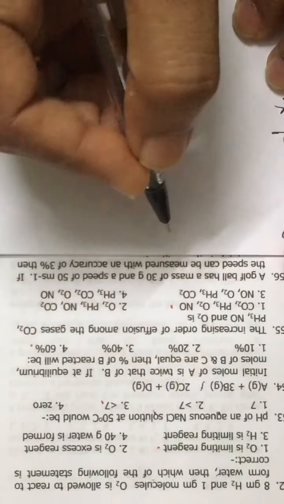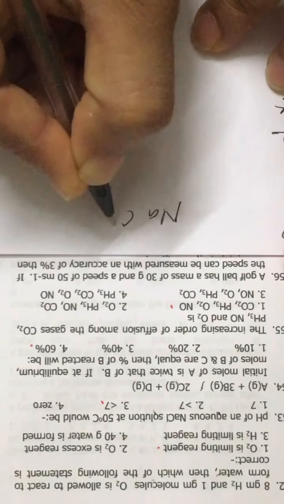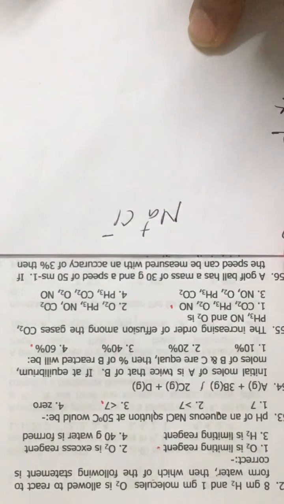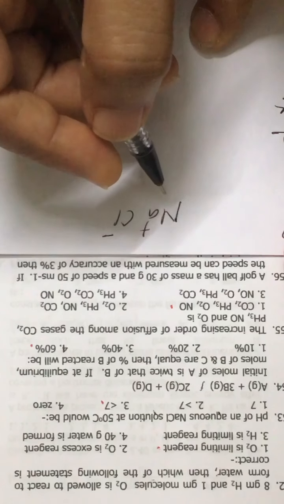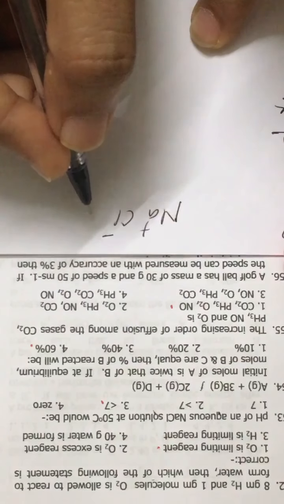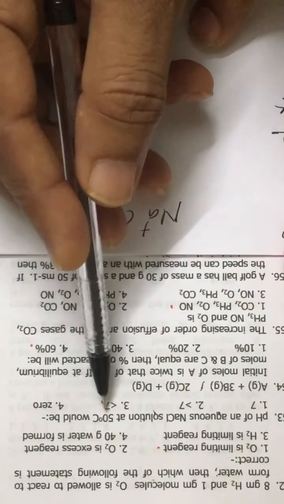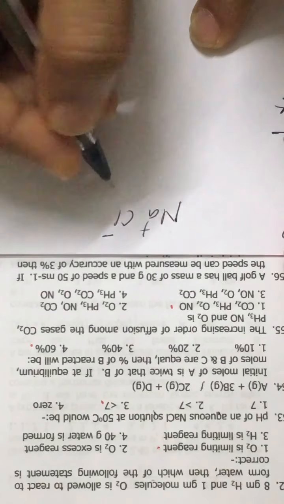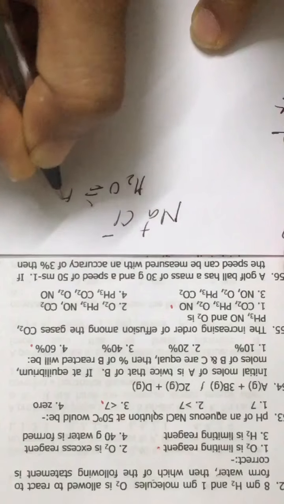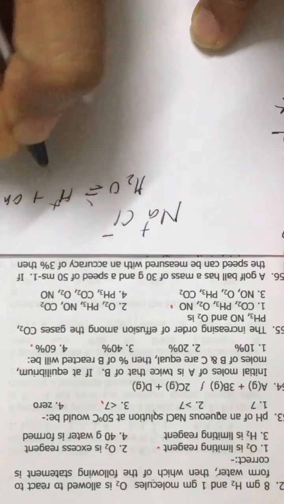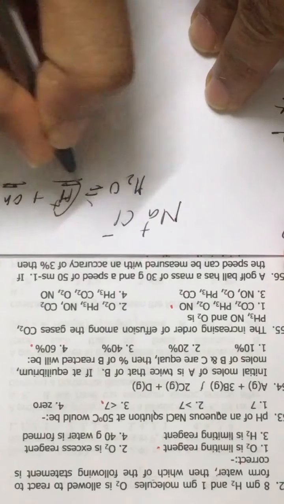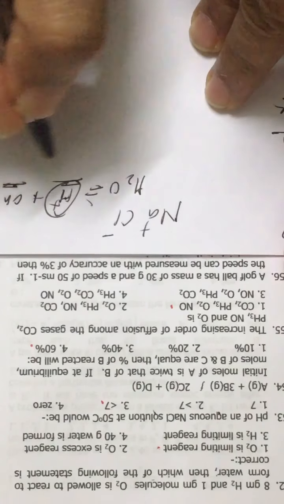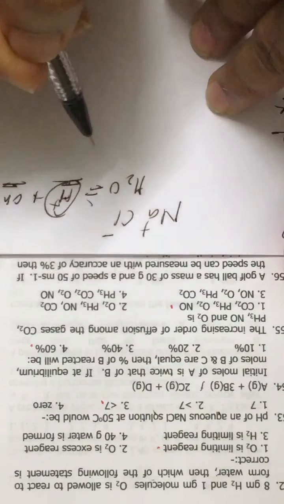pH of aqueous solution of NaCl. Normally, if you look at NaCl, Na positive and Cl negative, they are from a strong acid and a strong base, so the salt does not hydrolyze. So the pH of an aqueous solution of NaCl should be 7. But the point is it is at 50 degrees Celsius. We know if water is heated, the extent of ionization increases, and both H positive concentration and OH negative concentration increase, and pH should decrease. So pH should be less than 7.